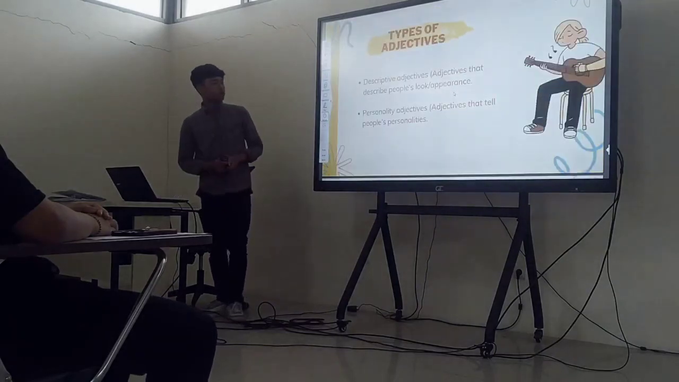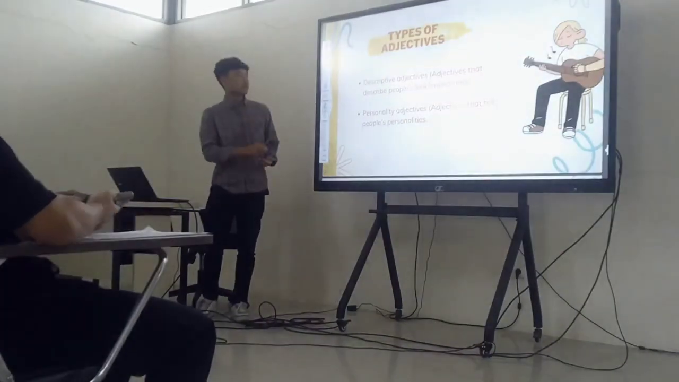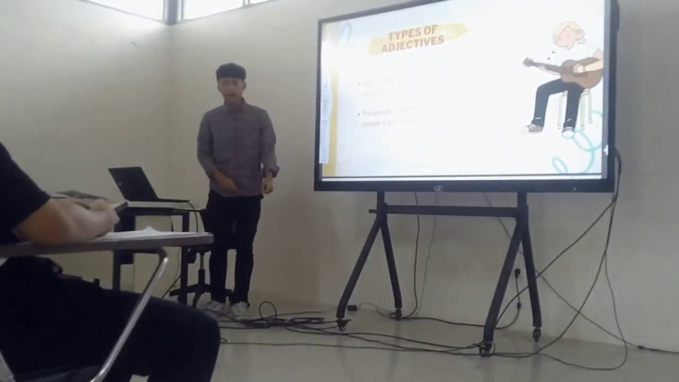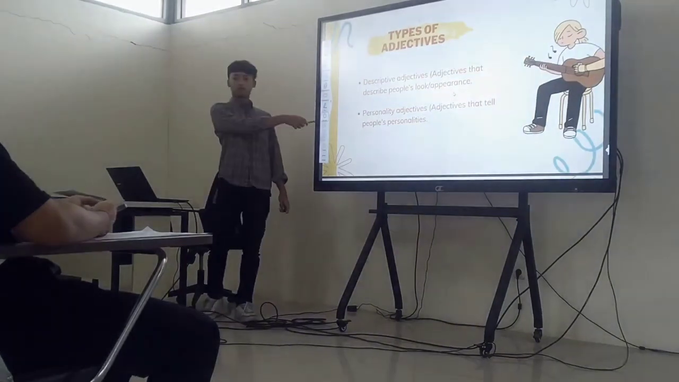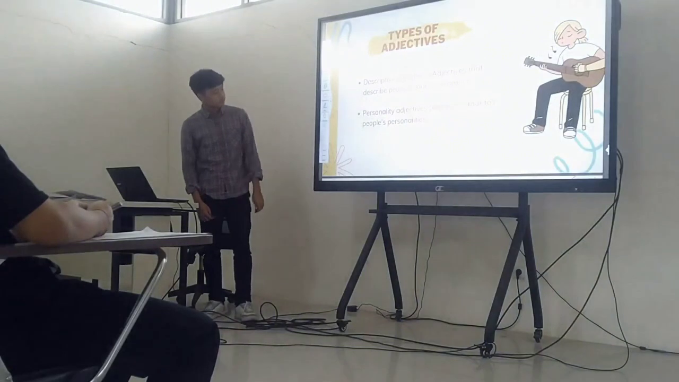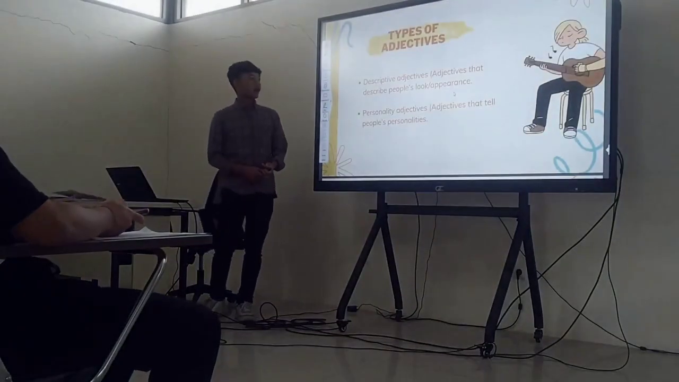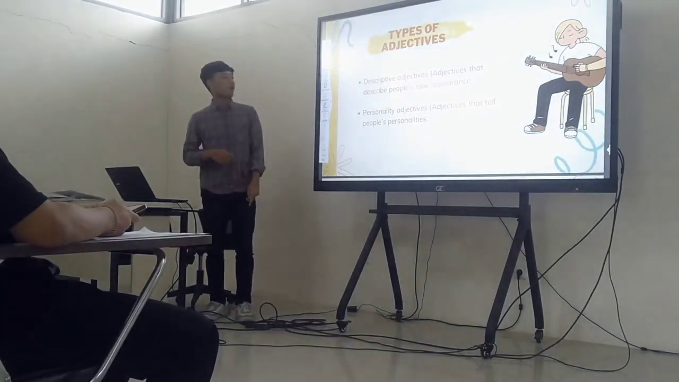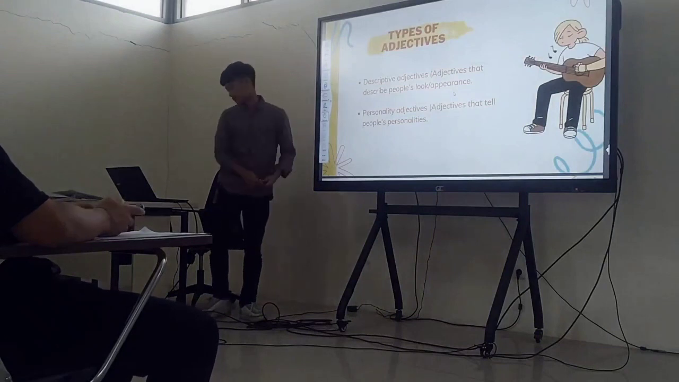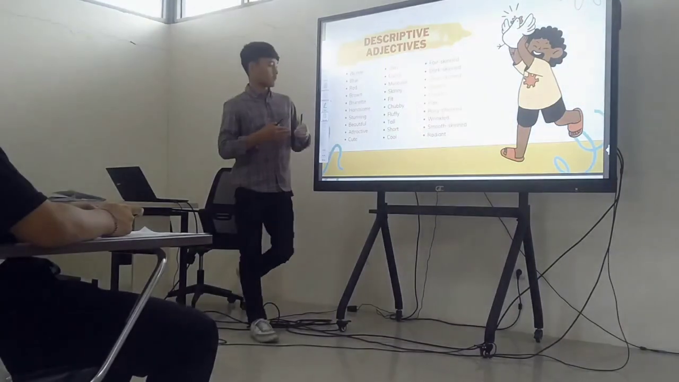So, there are two types of adjectives. The first one is descriptive adjectives, or adjectives that describe people's looks or appearance. And the second one is, Fadar, can you read? Second one is personality adjectives. Adjectives that tell people's personalities. For this lesson, we are only focused on learning descriptive adjectives. Okay, so what are descriptive adjectives?